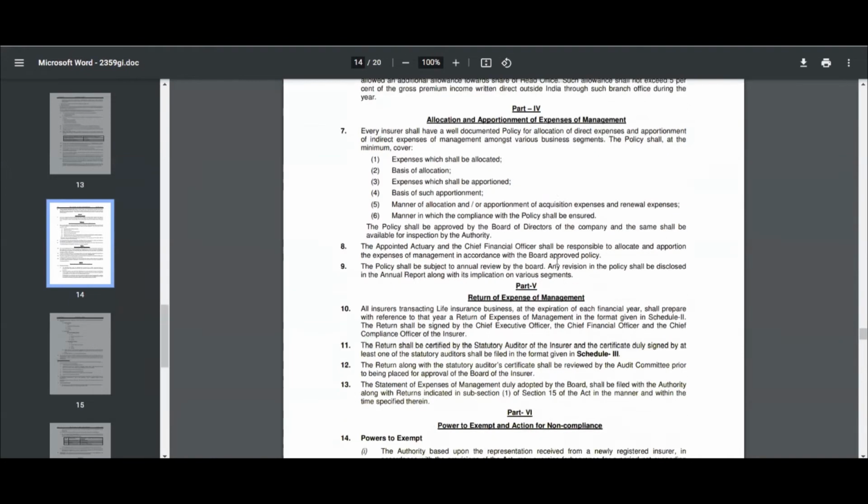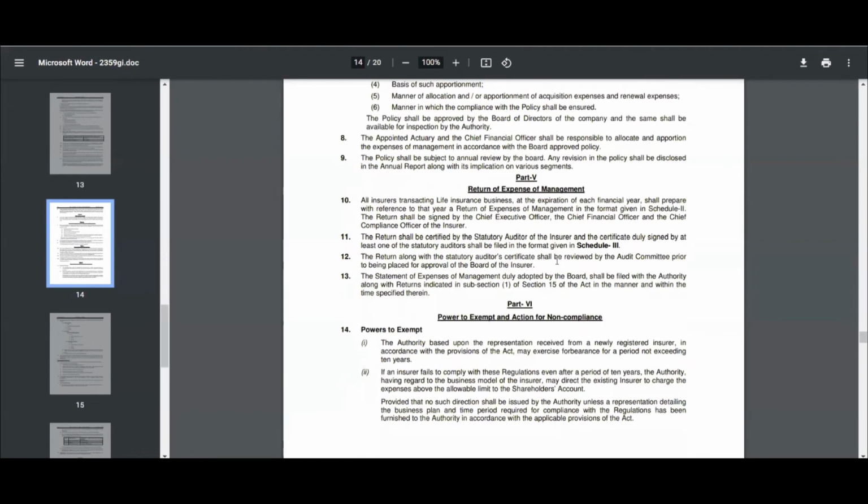Now moving on, obviously the insurer has to submit returns to the authority. That return has to be signed by the chief financial officer, the chief executive officer, and the chief compliance officer. Now mind you, for expense, the appointed actuary obviously has a say in that, but it is done by the finance team. So the finance team will come up with something like, say, out of 1,000 rupees of expense, 100 would go into participating, 200 into non-participating, 300 maybe into unit linked business, and this much would be allocated to new business and this much to renewal business. So this analysis is done by the finance team.